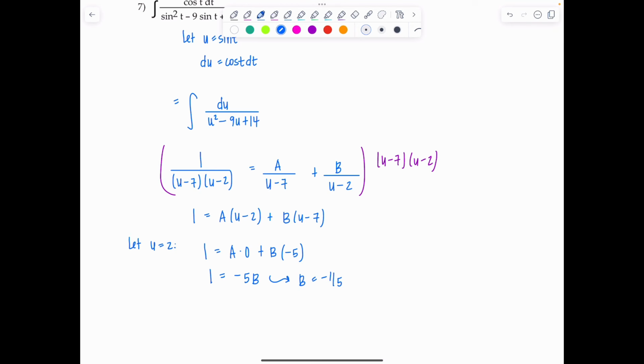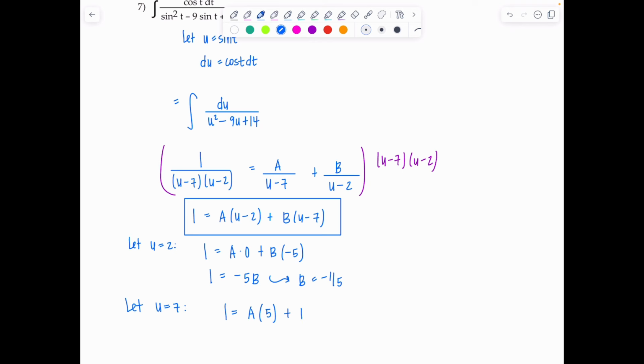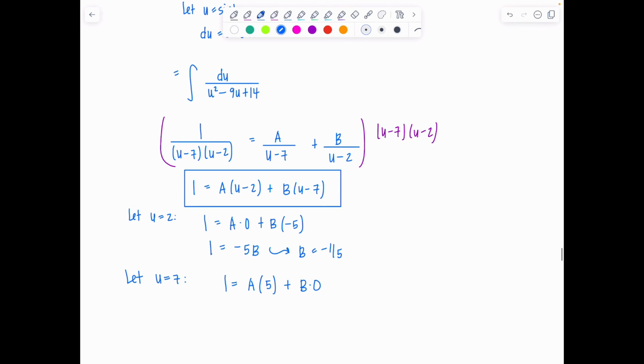Cool? And then you can just repeat the process. Look back here. This time I'm going to let u equal 7. So then I have 1 equals a times positive 5, good, plus b times 0. That's why I picked 7. And then we have a is positive 1/5. Good? Okay, so then now I can rewrite my integral as 1/5 over u minus 7. b is negative 1/5, so I'm going to write minus 1/5 over u minus 2 du.